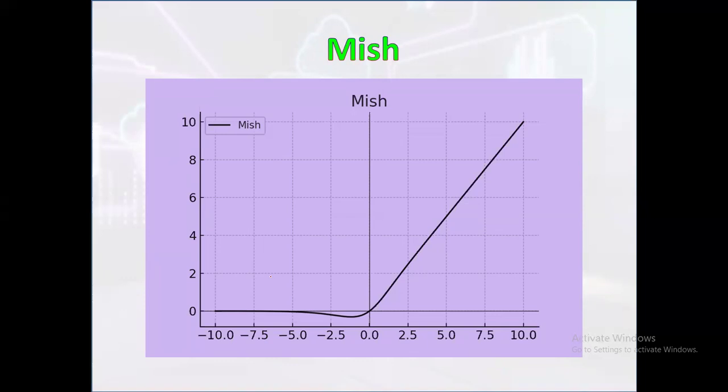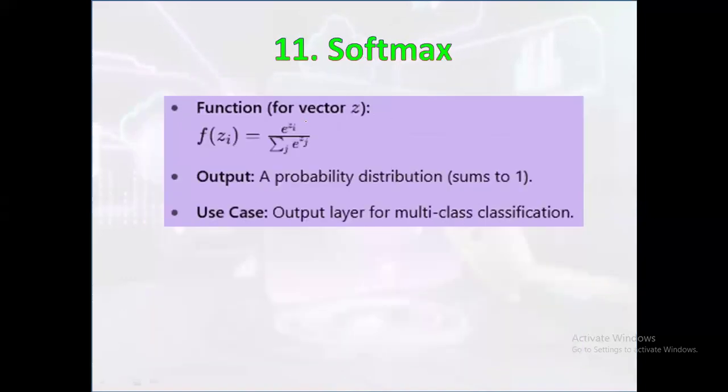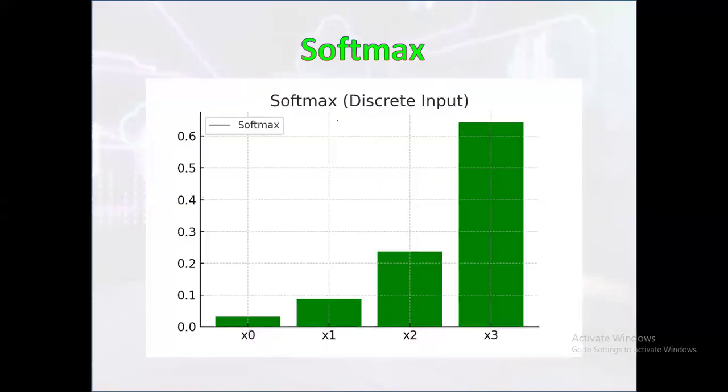Next one is the softmax. The softmax function is given by e to the power z_i divided by the summation of e to the power z_j. Softmax does not apply to individual values like other activation functions. Instead, it transforms an entire vector into a probability distribution.